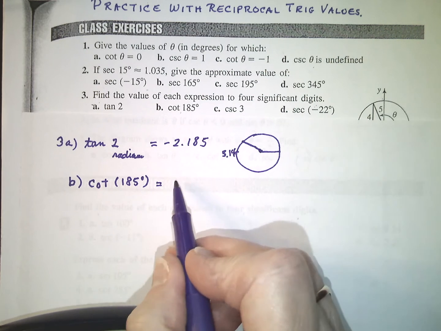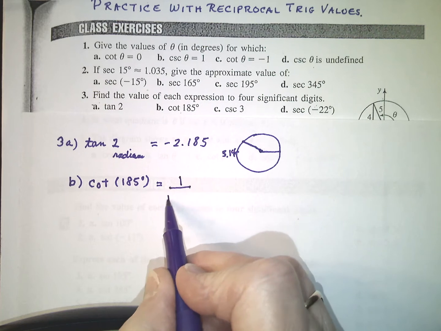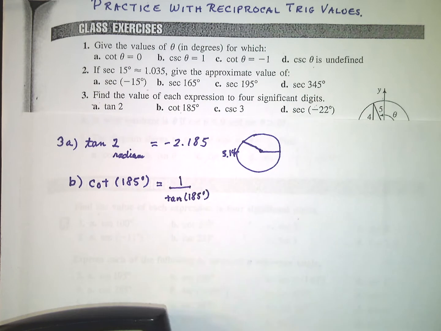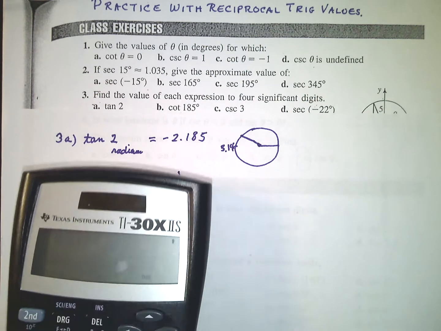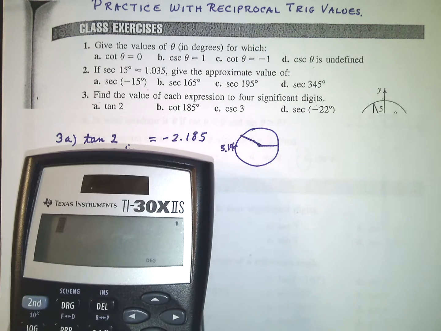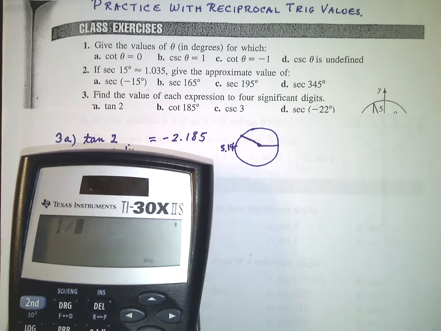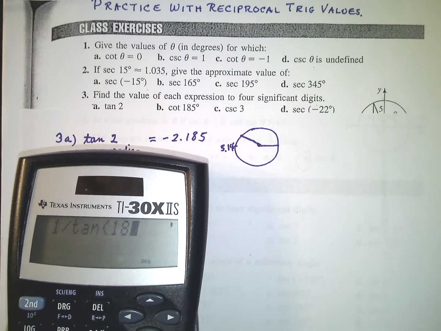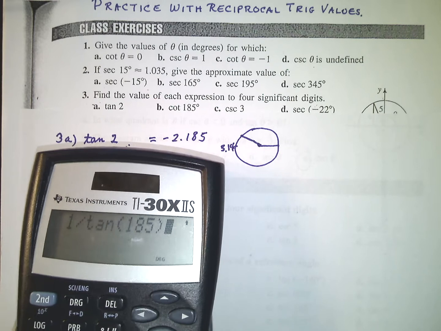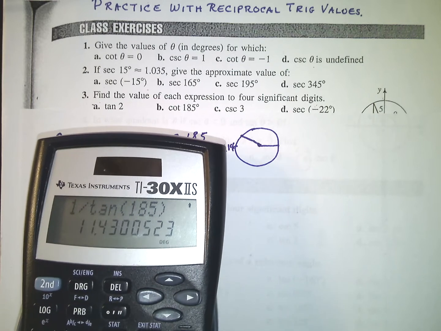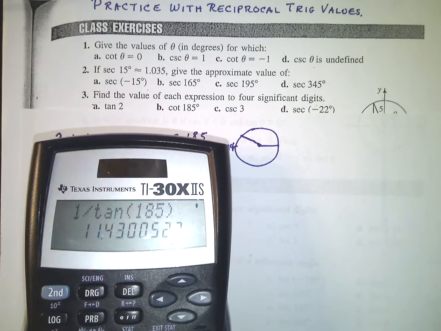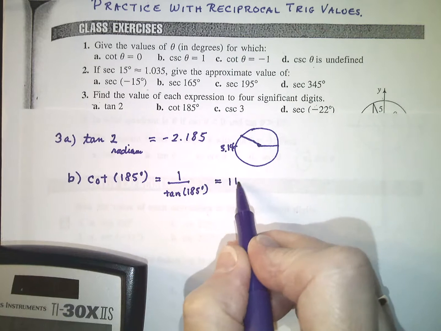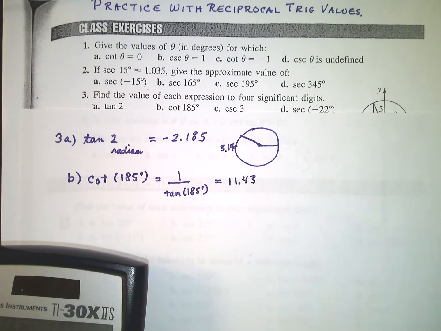So we'll have to just type this in as literally 1 divided by the tangent of 185 degrees. That's it. So we're in degree mode, 1 divided by the tangent of 185 degrees, and press enter. And it tells us that it's about 11.43 to 4 significant digits, about 11.43.